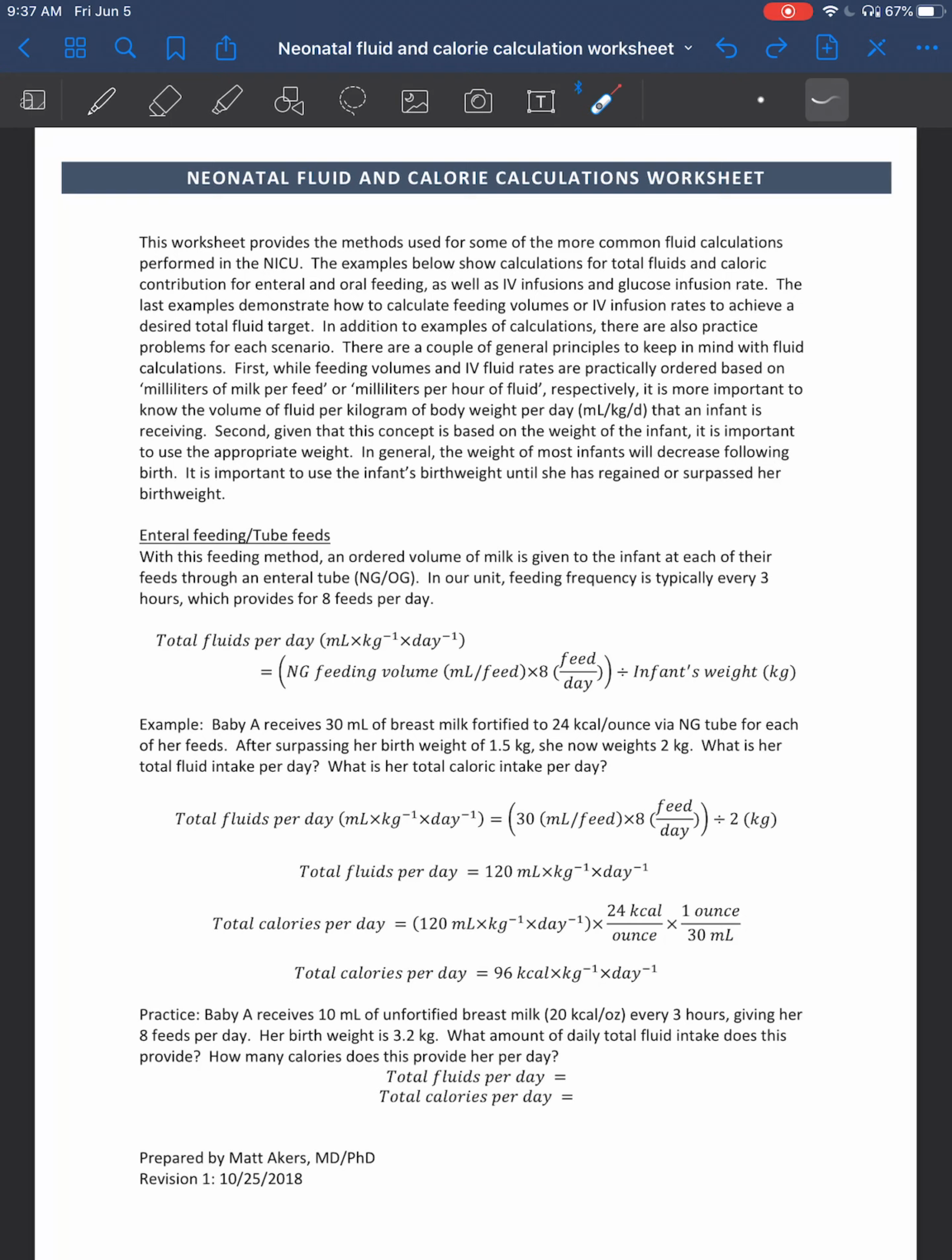To find the total calories per day, we can take the total fluids and, using conversion factors for the number of calories per ounce and the ounces per milliliter, we can get to the total calories per day. In this case, we'll take 120 milliliters per kilogram per day that the infant's receiving, multiply it by the caloric density of the formula, here 24 kcals per ounce, and then convert from ounces to milliliters. Working the numbers and canceling the units, we're able to get to total calories per day of 96 kcals per kilogram per day. We'll next work on a practice problem.